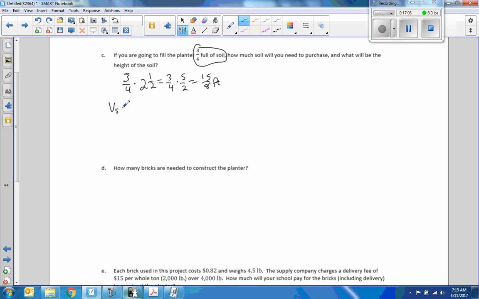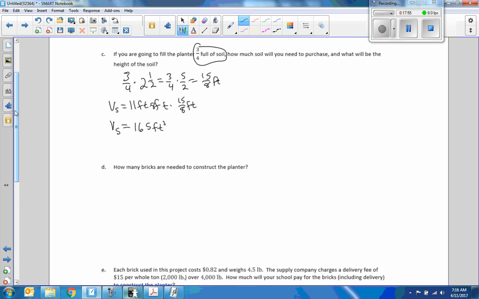So the volume of the soil in the planter is going to equal the interior, which was 11 feet, times 8 feet, which was the width of the interior. 11 feet times 8 feet times the new height, which is 15/8 of a foot. So the volume of the soil is going to be 11 times 8 times 15/8. Well, 8 times 15/8, the 8s will cancel. So we're just doing 11 times 15. 15 times 10 is 150, plus another 15 is 165 feet cubed.